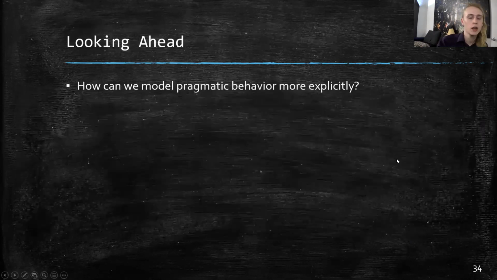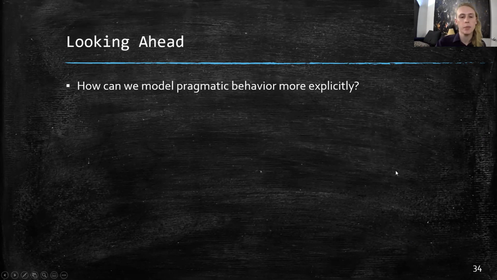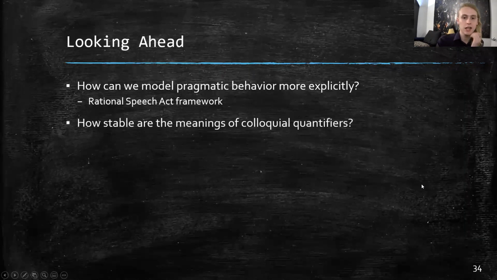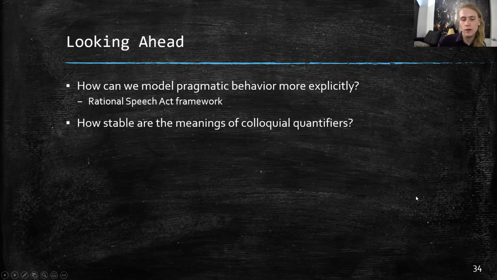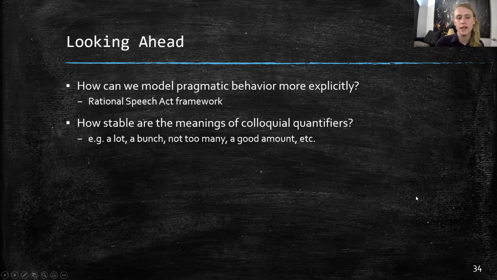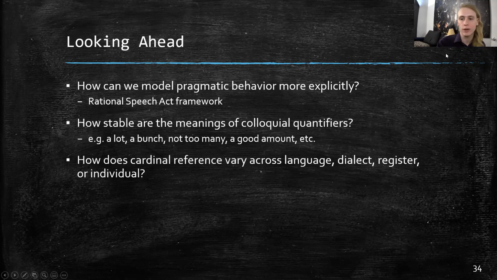All right, looking ahead, currently we're working on modeling pragmatic behavior a little more explicitly. Obviously, the coincident threshold hypotheses did not hold. So we're planning on implementing a rational speech act framework on top of the bare semantics. Additionally, we would like to investigate lots of different types of quantifiers, more colloquial quantifiers like a lot, a bunch, not too many, a good amount. And of course, as everyone has been saying today, cross-linguistic, cross-dialectal, individual variation work is very important and necessary.